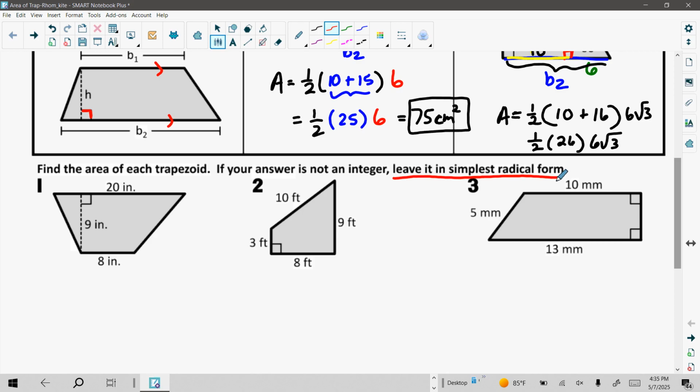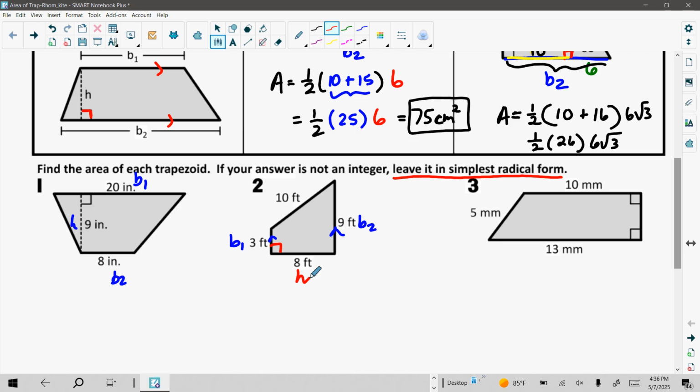So on the first two, you have your base 1, your base 2, and you have your height. Okay, so what you want to do is recognize the parts so you can plug them into the formula. Now on number 2 here, your base 1 and your base 2 are actually the 3 and the 9. Remember, it's the parallel parts. And then our height, where that right angle is formed, would be the 8.